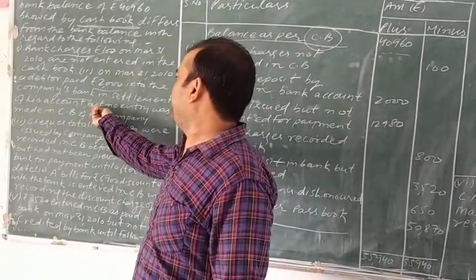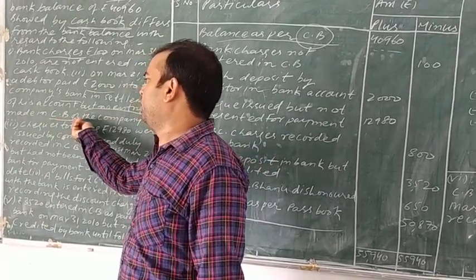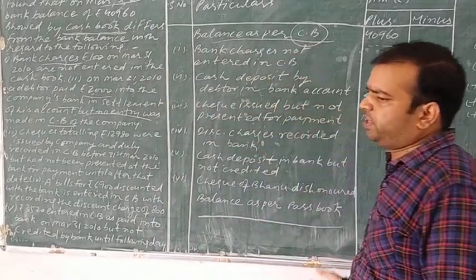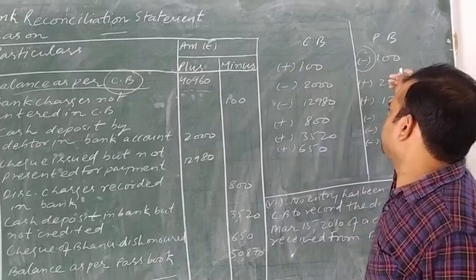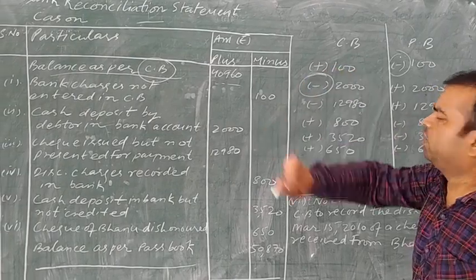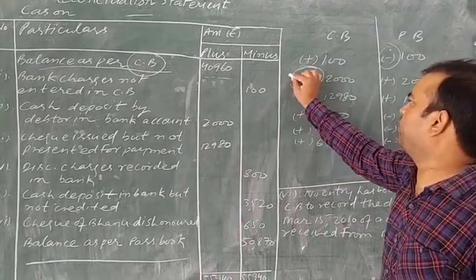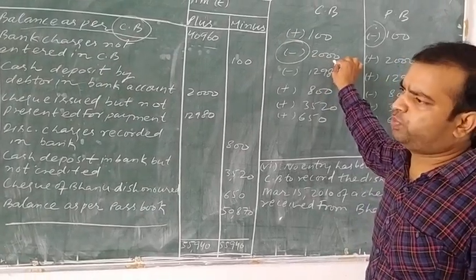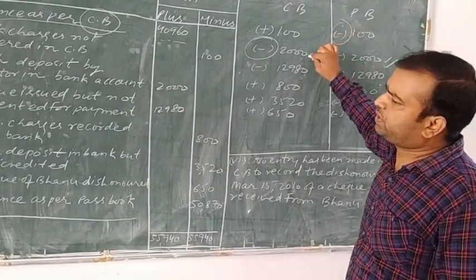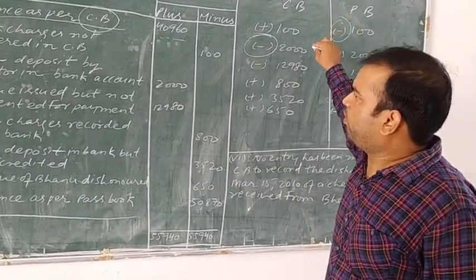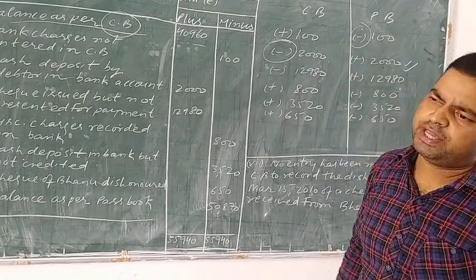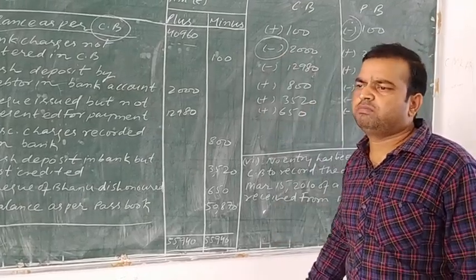But no entry was made in the cash book. If no entry was made related to this transaction, it means this amount was not added in the cash book. The bank credited the amount, but no record of the same transaction was made by Naman in the cash book. So we have to use here the minus sign.